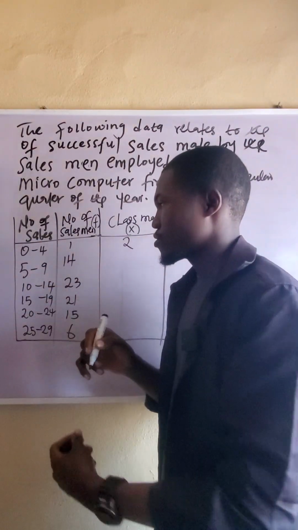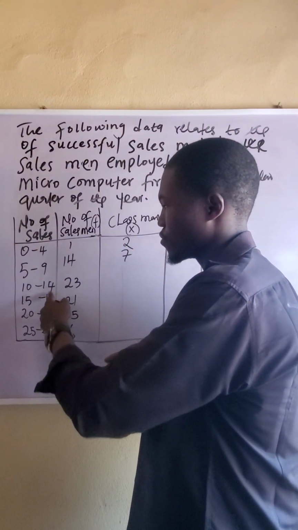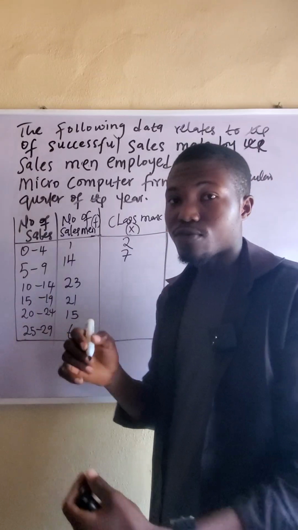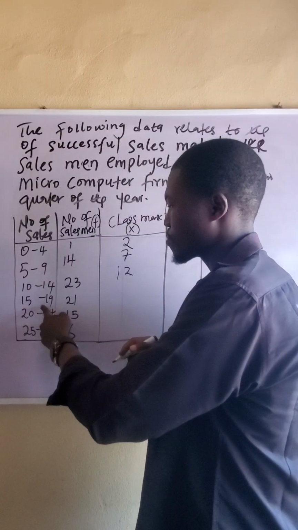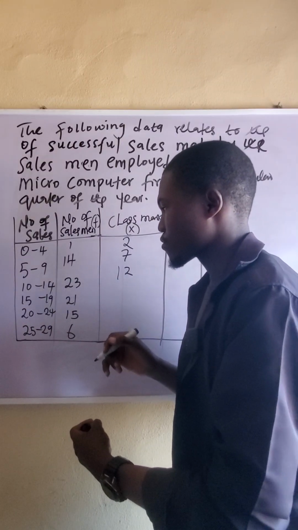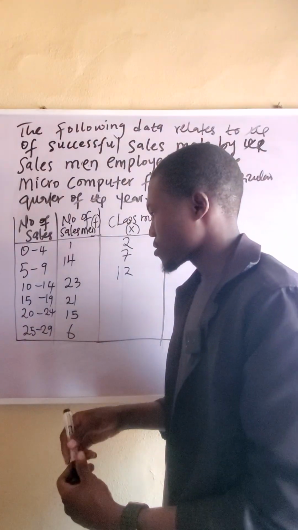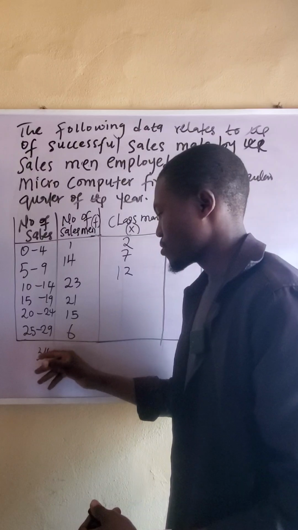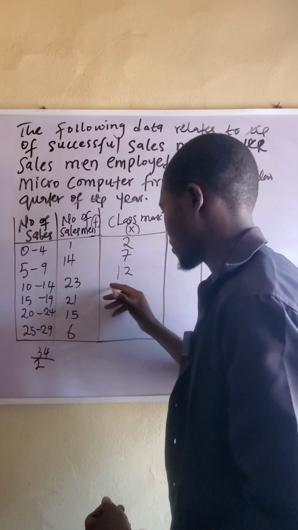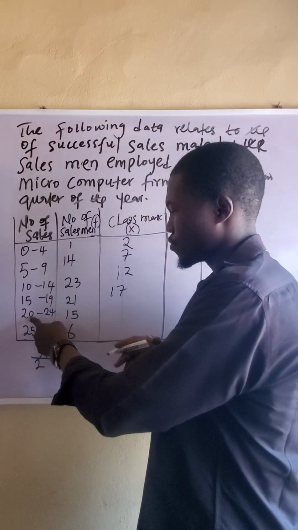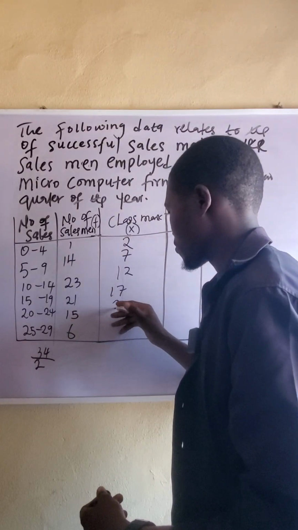Now 5 plus 9 gives us 14, and 14 divided by 2 is 7. Now 10 plus 14 gives 24, and 24 divided by 2 gives us 12. Then from here, 15 plus 19 gives us 34. 34 divided by 2 gives us 17. Then 20 plus 24 gives us 44, and 44 divided by 2 gives us 22.